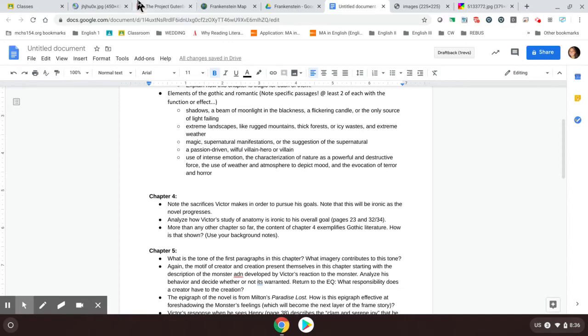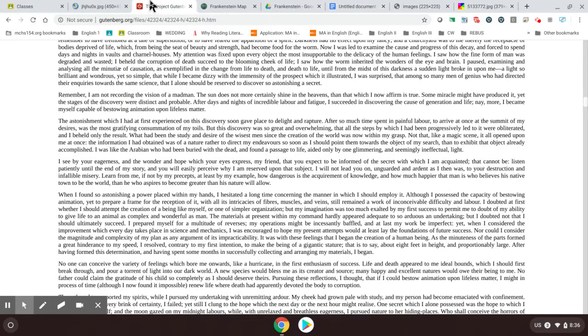On page 32, which is the second page of chapter 4, he talks about how he really becomes interested in physiology, and he starts to examine the causes of life, and he wants to observe the natural decay. So he starts literally hanging out in morgues, and they refer to them here as charnel houses, because he wants to see how the body decomposes.